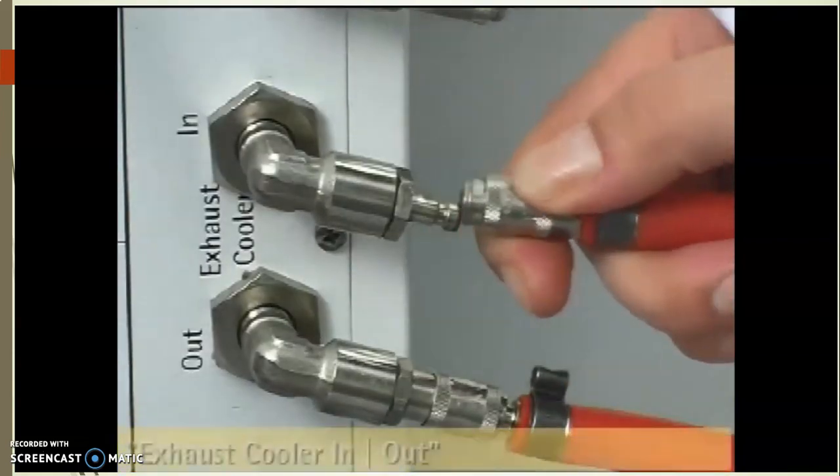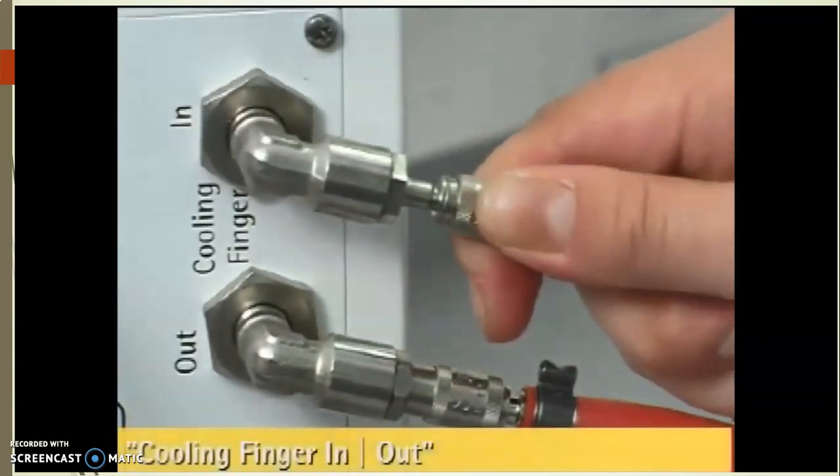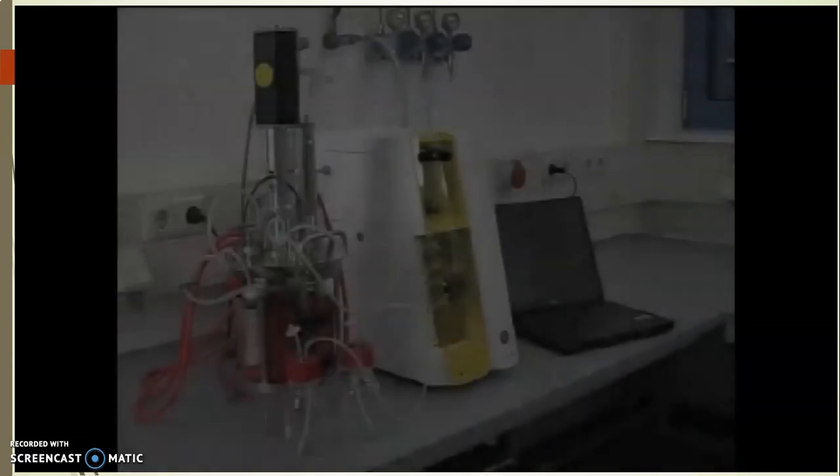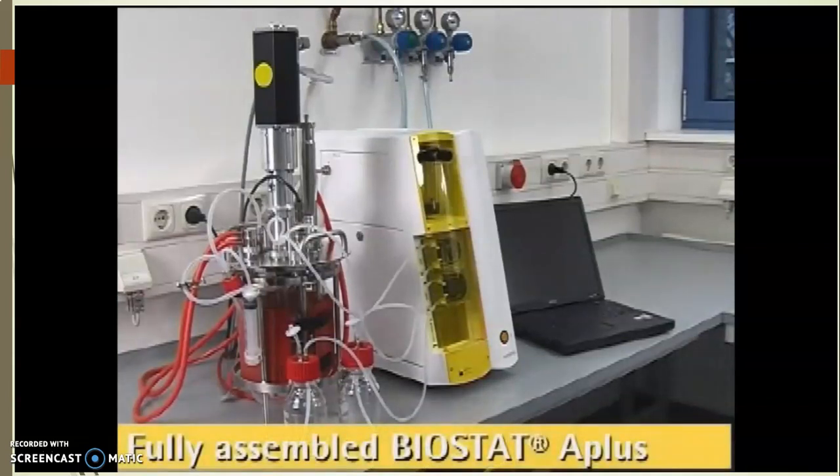Okay, then the cooler in and out, then the cooling in and out. So this is altogether the fully assembled Biostat A plus. Actually, A plus and B stat, the overall vessel assembly is the same. Only the controller connectivity is a little bit different. Actually, it is very similar.